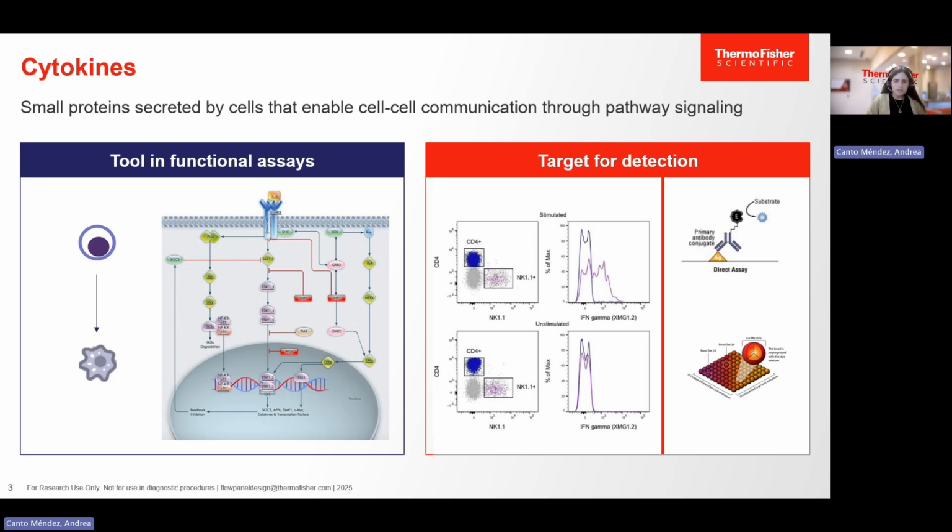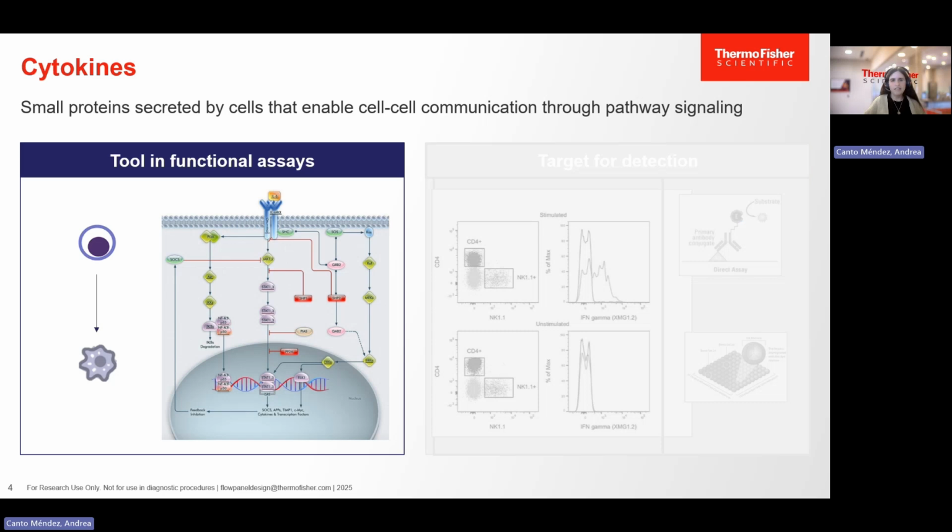We are going to divide this presentation in two main parts. First, we are going to focus on cytokines as a tool in functional assays. So how to use cytokines to obtain a desired phenotype or desired properties in our cell sample, and how to integrate flow cytometry in this type of workflows.